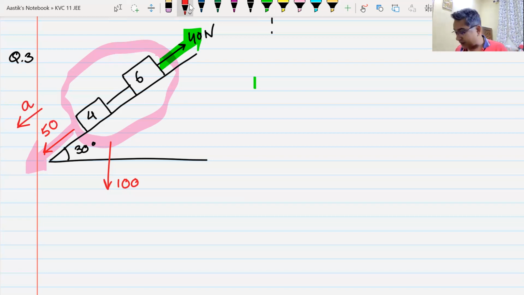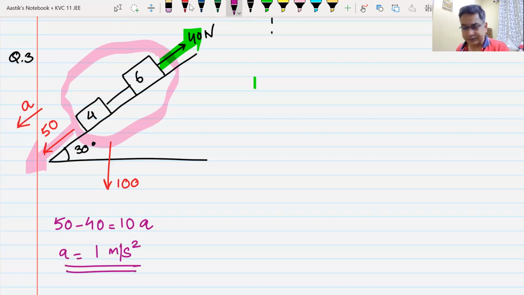I can write the combined equation and I'll get the value of A. What is the combined equation? 50 minus 40 will be equal to total mass 10 into A. So the value of A will be 1 meter per second square. Do we understand this?